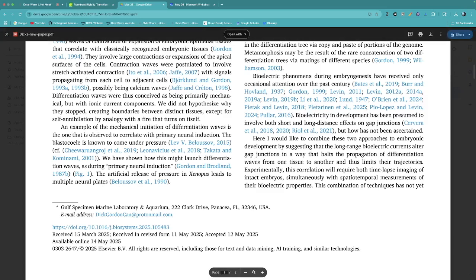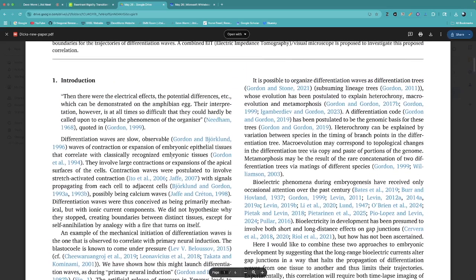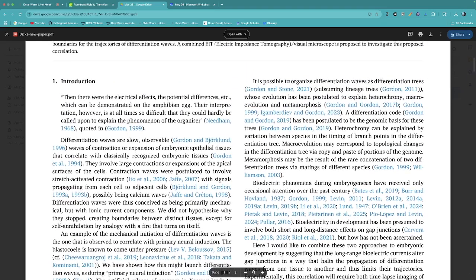The blastocoel is known to come under pressure. We have shown how this might launch differentiation waves during primary neural induction. The artificial release of pressure in Xenopus leads to multiple neural plates. And then it is possible to organize differentiation waves as differentiation trees, subsuming lineage trees, whose evolution has been postulated to explain heterochrony, macroevolution, and metamorphosis.